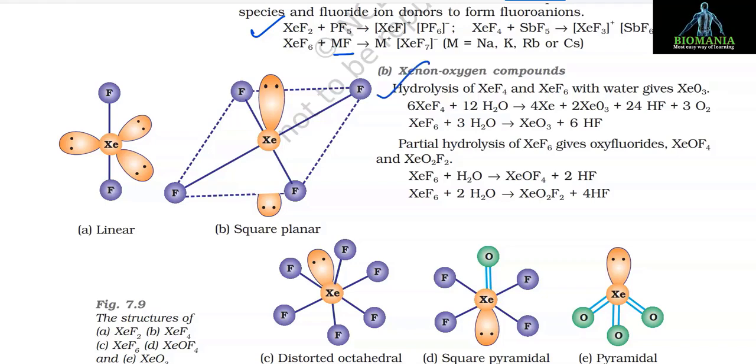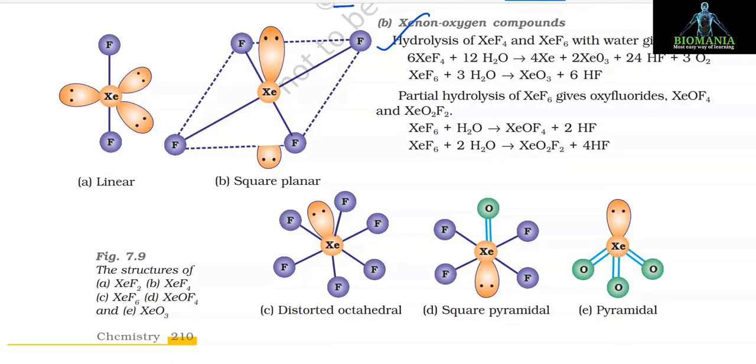B. Xenon oxygen compounds. Hydrolysis of XeF4 and XeF6 with water gives XeO3. 6 XeF4 plus 12H2O gives out 4Xe plus 2XeO3 plus 24HF plus 3O2. XeF6 plus 3H2O gives out XeO3 plus 6HF.